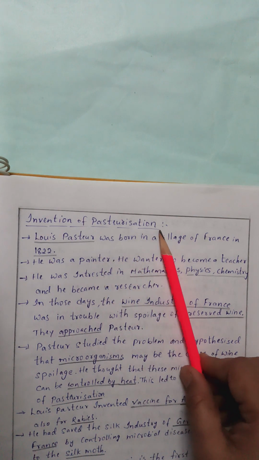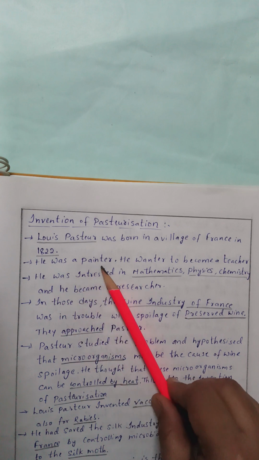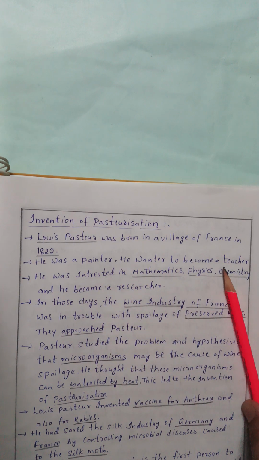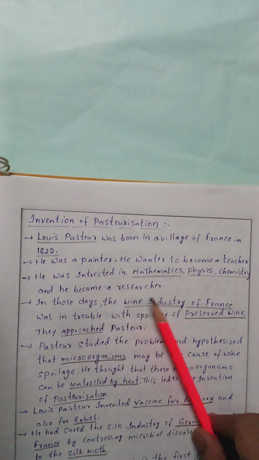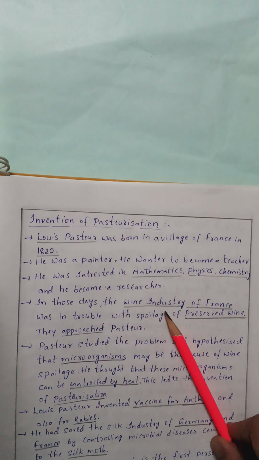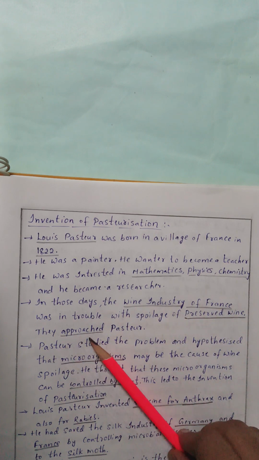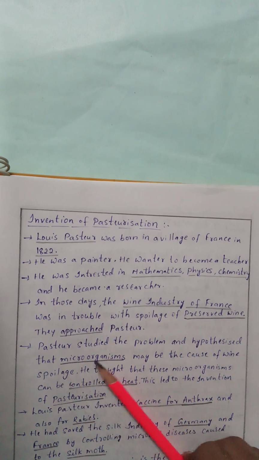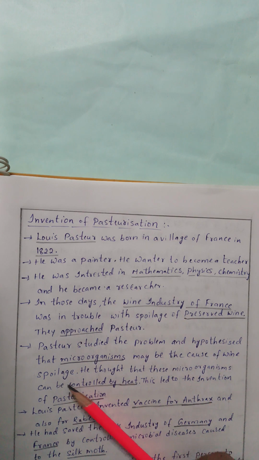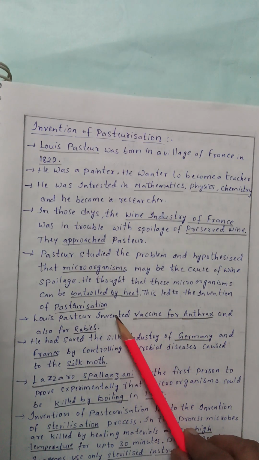Invention of pasteurization. Louis Pasteur was born in a village of France in 1822. He was a painter. He wanted to become a teacher. He was interested in mathematics, physics and chemistry and became a researcher. In those days, the wine industry of France was in trouble with spoilage of preserved wine. They approached Pasteur. Pasteur studied the problem and hypothesized that microorganisms may be the cause of wine spoilage. He thought that these microorganisms can be controlled by heat. This led to the invention of pasteurization.